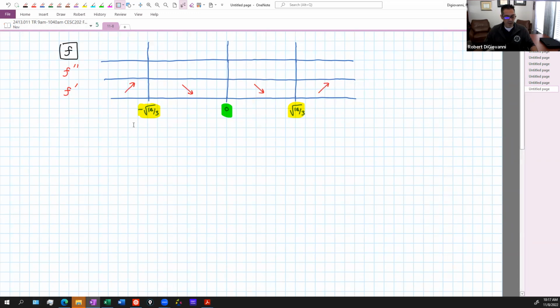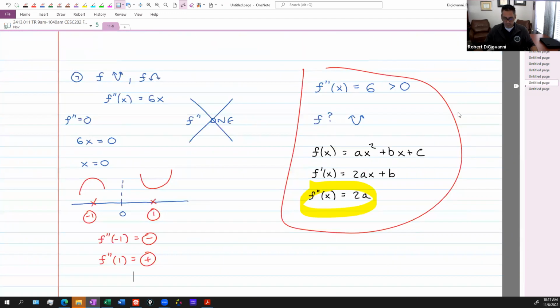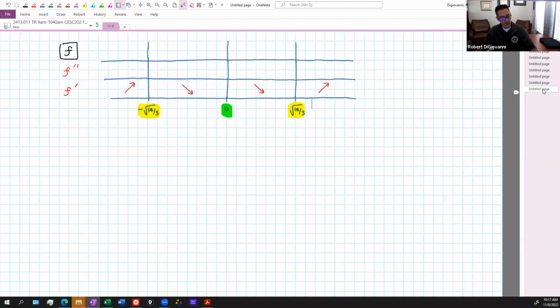So to the left of the yellow, I'm up. Between these two yellows, I'm down. To the right of the yellow, I'm up. Now for the second derivative, to the left of 0, I'm concave down. To the right of 0, I'm concave up. To the left of 0, concave down. Right of 0, concave up. Questions there?